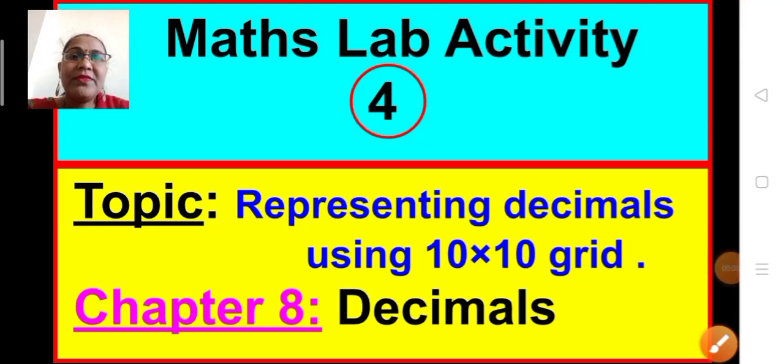Sai Ram. In today's math session, you are going to perform a math lab activity. This is our fourth math lab activity in class 6. This activity is based on the topic representation of decimals on grid paper, which we have learnt in chapter 8, decimals. Let us watch this video to understand this activity.